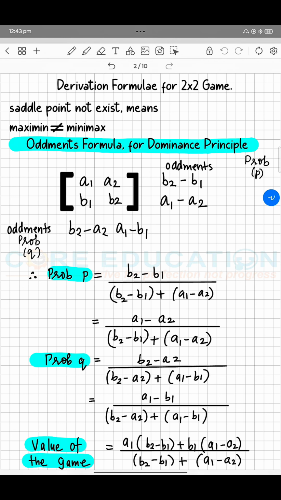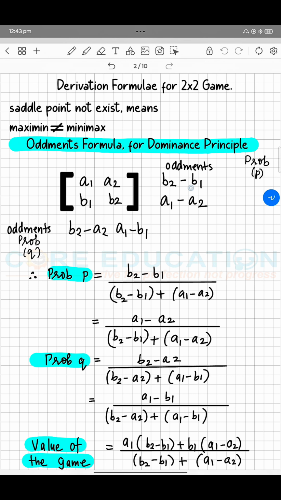For calculation with the dominance principle, we use the oddment formula. A1 minus A2 will be written on the opposite side. While solving the first row, we have to go from left to right: A1 minus A2 will be written below. For the second row, we go right to left: B2 minus B1 will be written at the top. Similarly, for the first column, going top to bottom, A1 minus B1 will be written on the right hand side. For the second column, going bottom to top, B2 minus A2.